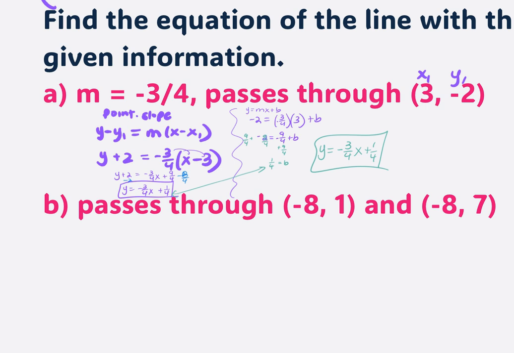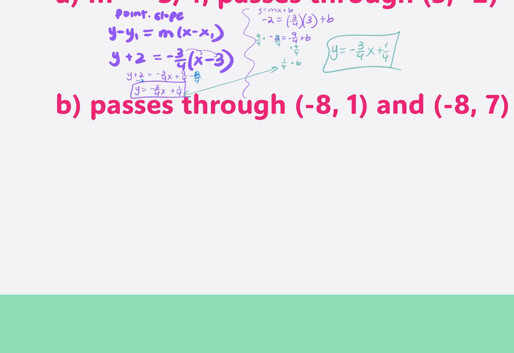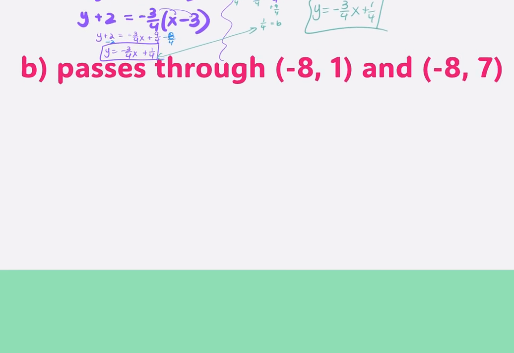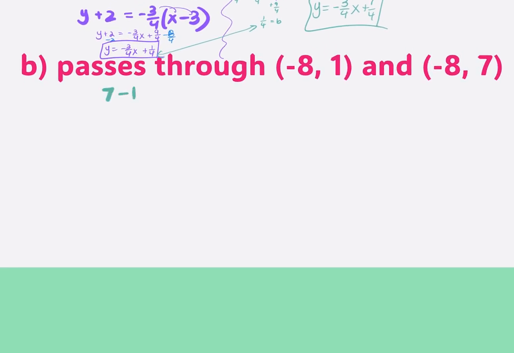Okay, now look at B. What's different from A to B? What did I not give you this time? I didn't give you the slope, right? But we know how to find the slope. Yes, if I'm given 2 points, I find the slope by doing y2 minus y1 over x2 minus x1. So 7 minus 1 over negative 8 minus a negative 8 is 6 over 0.